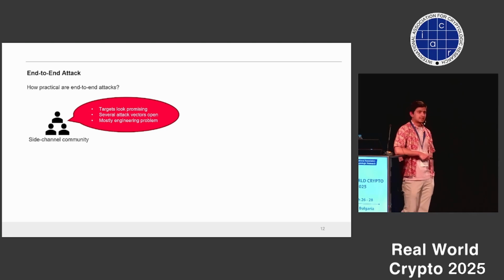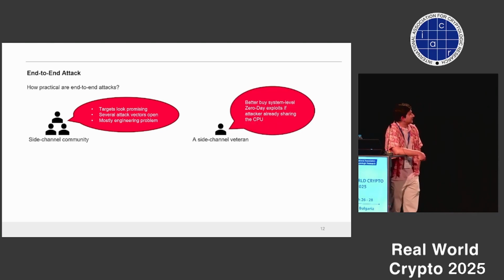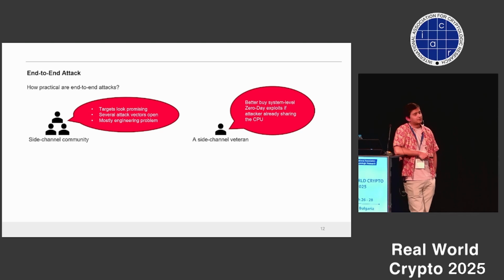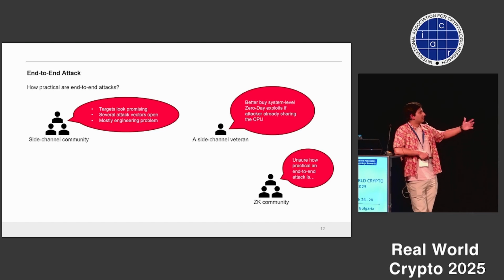And in December, I was at AsiaCrypt, where I got a chance to talk to one of the side channel OGs, and his take was quite interesting. That yeah, okay, if an attacker is anyway on the victim CPU, why not just buy a system level zero-day exploit? And yeah, that's all. This was quite an interesting take as well. And asking the ZK community, they are quite unsure how a practical attack will look like.